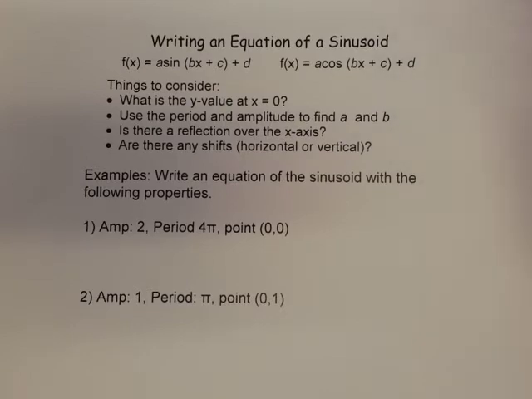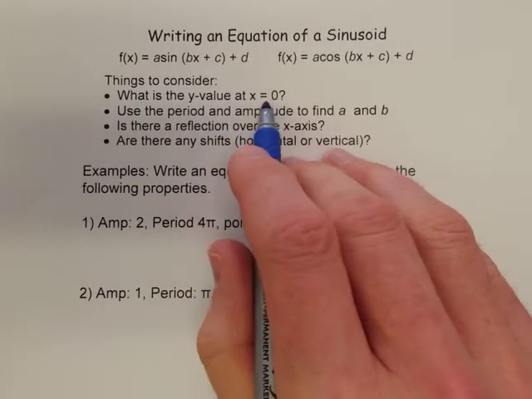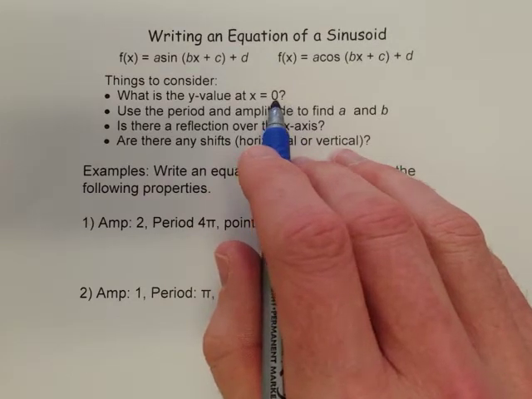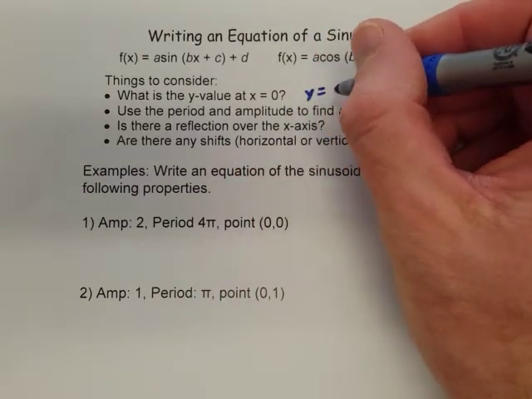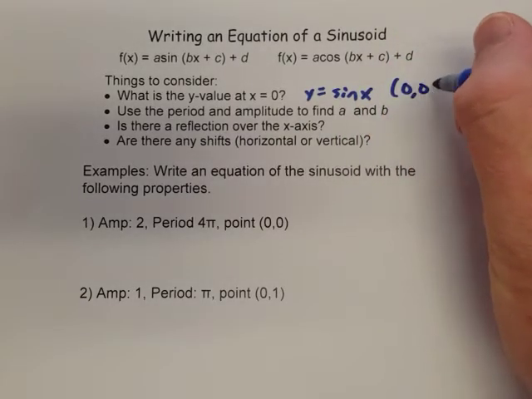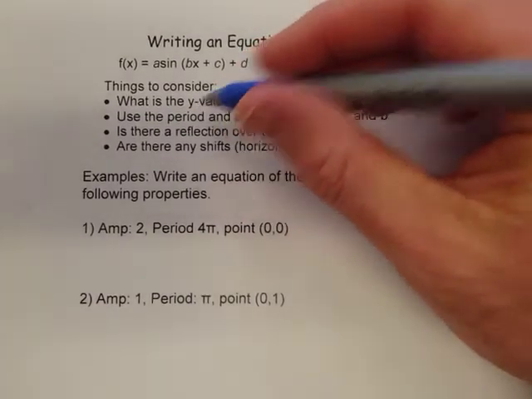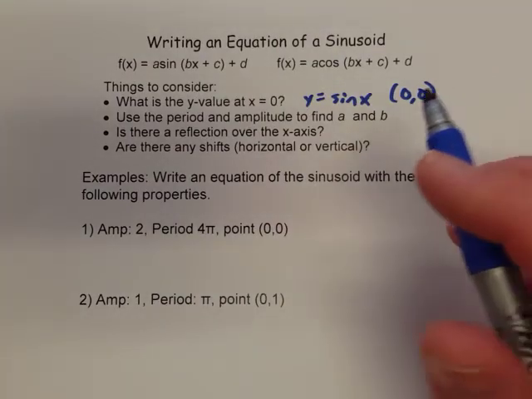So some things that you need to consider when you're writing equations. We're going to be given some information like you see here. We've got a couple examples we'll go through. But things to consider are, what is the y value at x equals 0? The reason I say that is because y equals sine of x has a first value at 0, 0. That's kind of home base for sine of x. If it's 0, 1, or if it's 0 some other point, then we're talking cosine. So that's a really important part to get right at first.